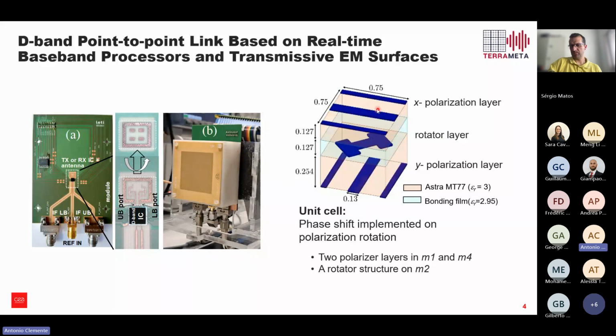Each element of the array in this version is a passive antenna, so there is no electronic phase control, but we can control the phase gradient on the flat lens by controlling only the inner layer of this three-metal-layer lens. So you have two polarized grids on the top and bottom layers, and in the middle you have a rotator. By changing the shape of this rotator, we can generate a specific phase level, and after we can distribute these phase levels on the lens, and we can generate a phase control.